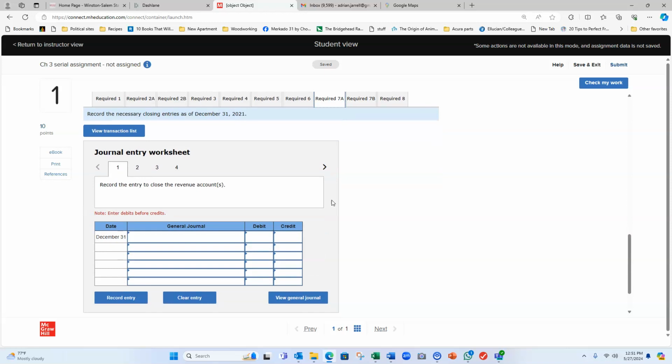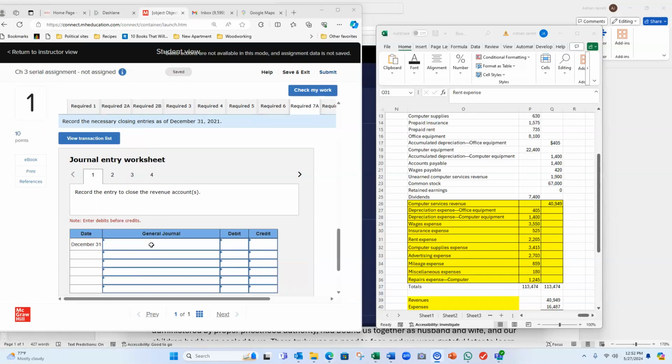Now we want to close the accounts, and we'll get to that in a little bit. There are 4 steps to closing the accounts. Close the revenue accounts to income summary. Close the expenses to income summary. Close the income summary to retained earnings, and close dividends to retained earnings. Closing the account means if the account has a credit balance, we debit it and credit income summary. If it has a debit balance, we credit it and then debit income summary.